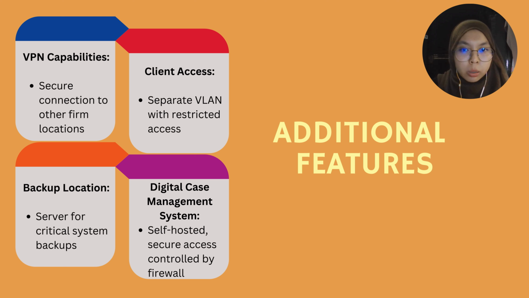The server at the top of our hierarchy will serve as a backup for critical systems. They will be configured to replicate data from the main office, ensuring business continuity in case of a disaster at other locations. This self-hosted system will be deployed on one of our core servers. It will be accessible from all areas of the network but protected by the firewall to ensure only authorized access.